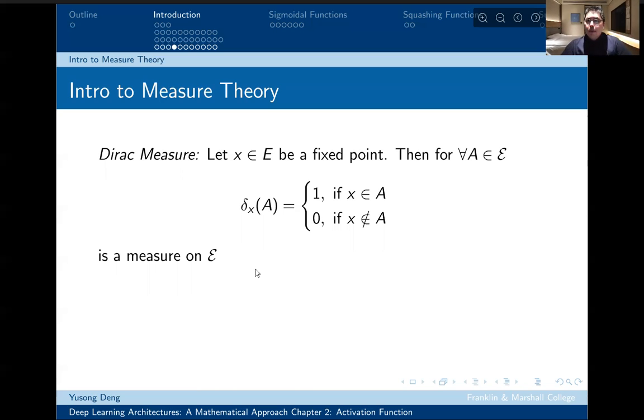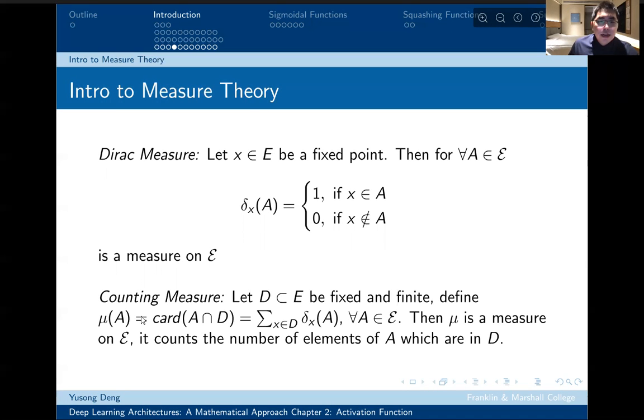Okay, let's look at some measures, just like what we did for the activation functions. First of all, the Dirac measure. Let x be a fixed point, and for all A in epsilon, we have this: if x is in A, then the function value is 1. If it's not in A, the function value is 0. It is a measure on epsilon.